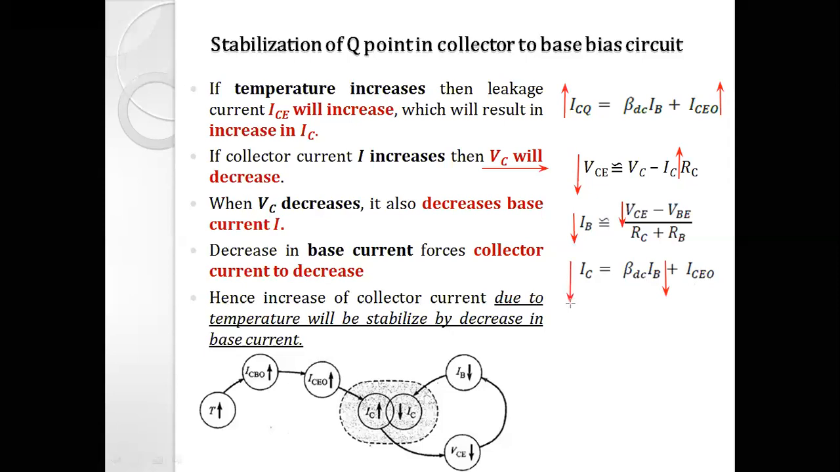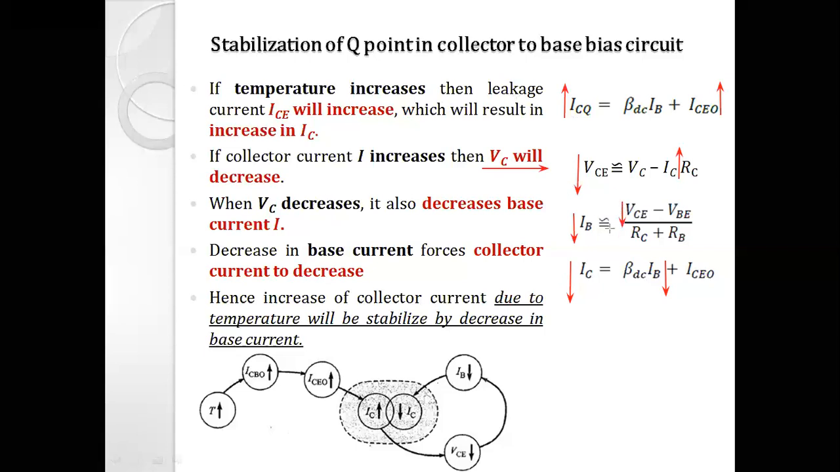Right. So you can see that ultimately the net change in the collector current is equal to 0. Here the collector current increases, but finally the collector current will decrease, right? So the temperature increases, which increases the leakage current, and ultimately the collector current increases, and VCE gets decreased.